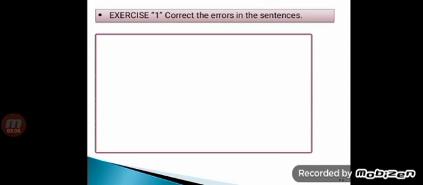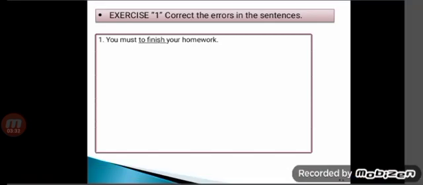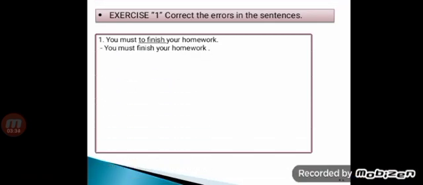There are some exercises on that. Exercise 1. Correct the errors in the sentence. Number 1. You must to finish your homework. This is wrong because we don't add to. We just add the infinitive after the modal verb. So the right sentence is, you must finish your homework.